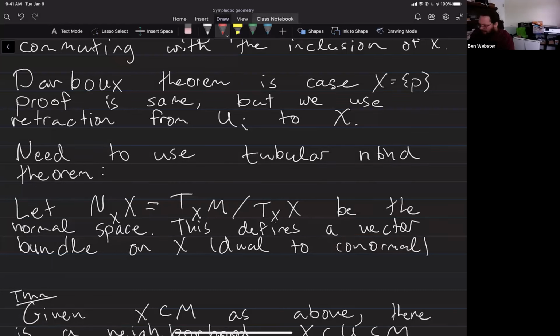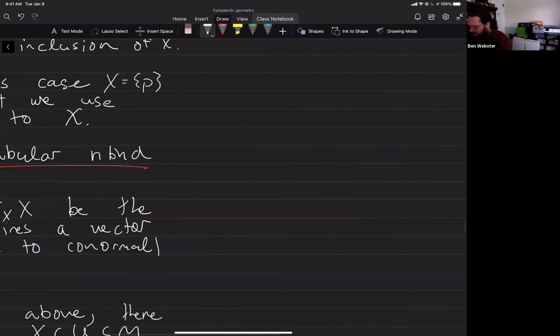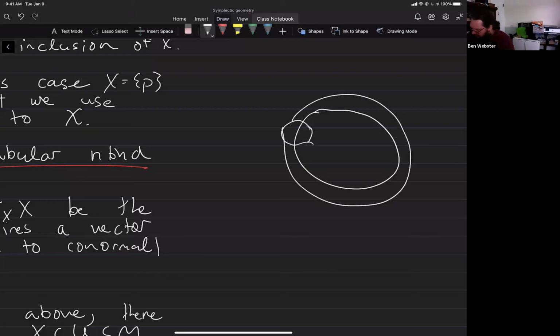And these neighborhoods are tubular in the sense of being awesome, but they're also tubular in the sense that if you imagine the case of a circle inside R3, this neighborhood is going to look like a kind of tube around this guy. So this is the picture to have in your head.